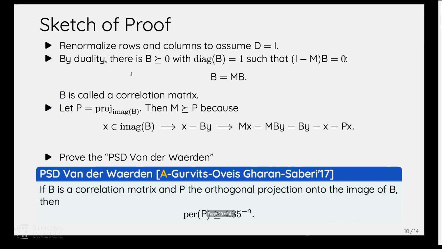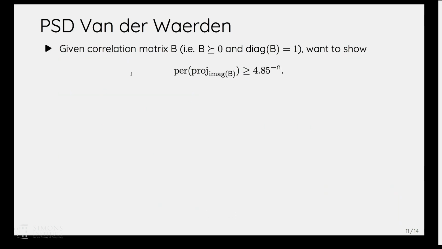So what we have to prove is basically an analog of the van der Waerden conjecture for PSD matrices. So this analog, I'm going to read it to you. If you start with a correlation matrix B, and you take the orthogonal projector P onto the image of it, then all I want to show is that the permanent of P is bigger than some exponentially small number. For those of you who know the van der Waerden conjecture, this is basically the equivalent of doubly stochastic matrices. It's just an analog. Okay. So how are we going to prove that the permanent of this complicated projector is big?